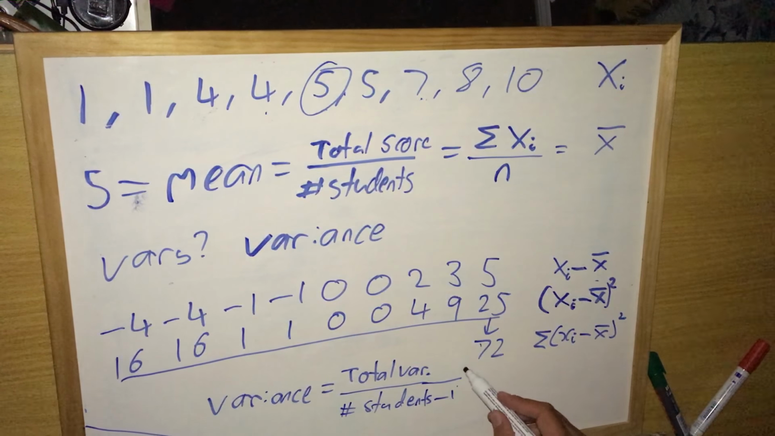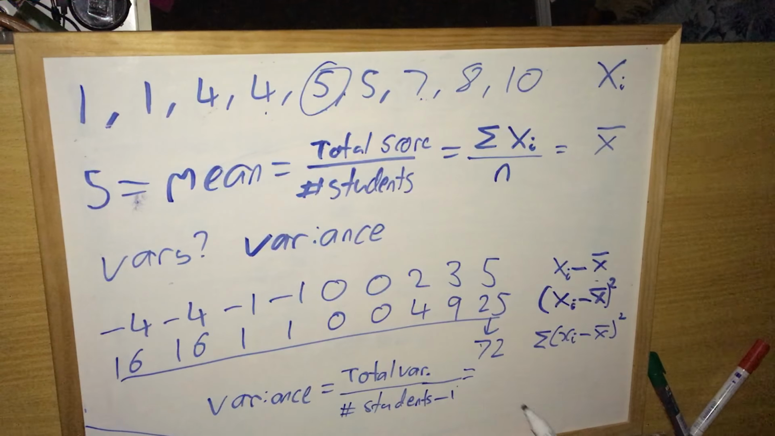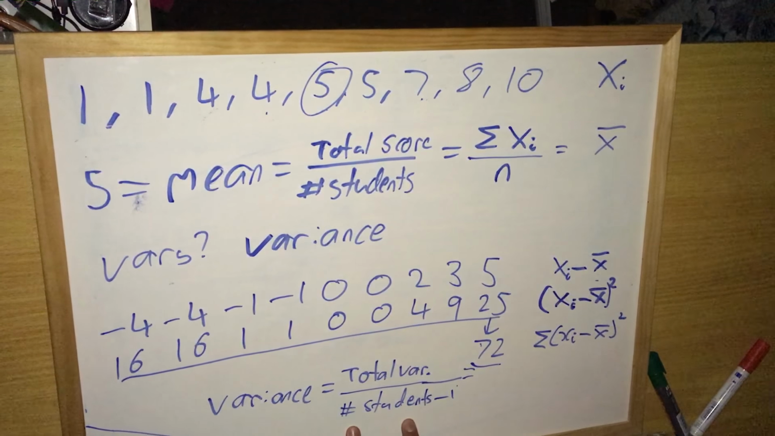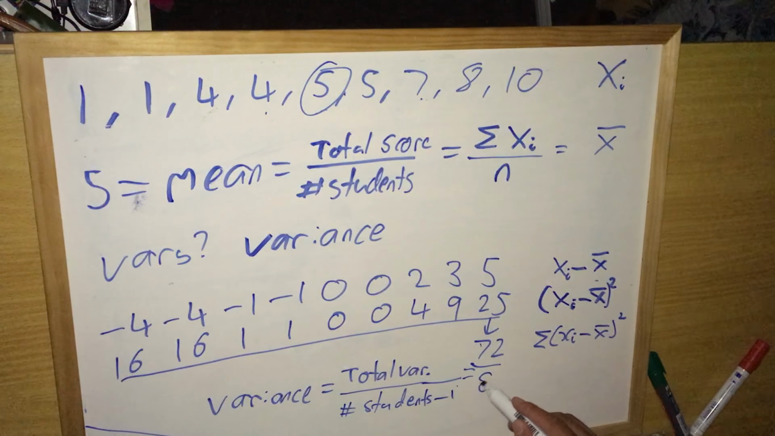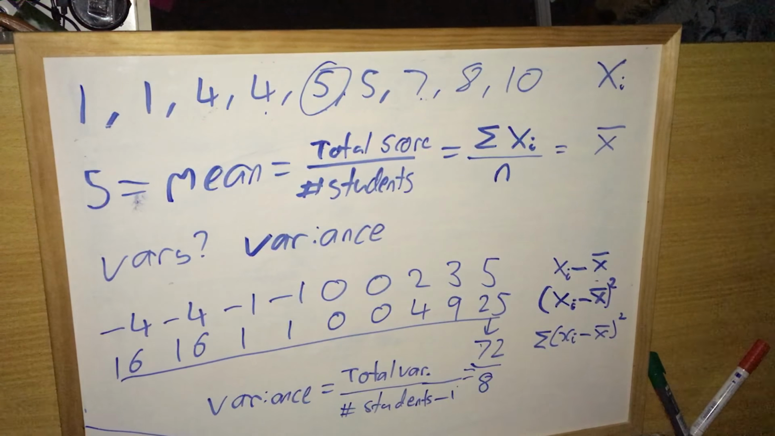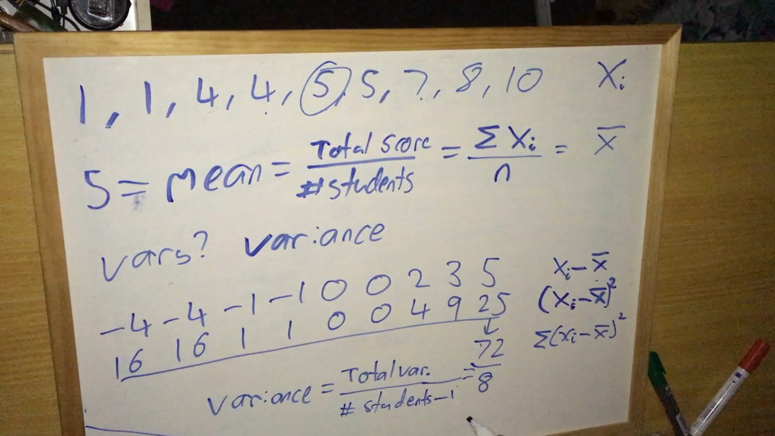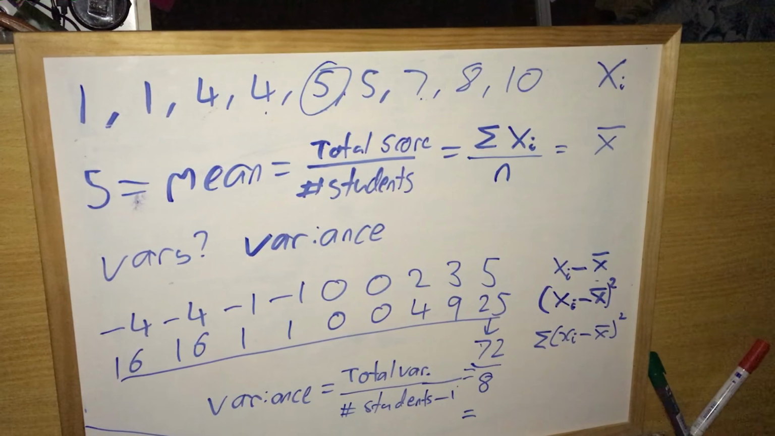Alright, so conveniently we've got the 72 sitting right in here. I didn't plan that, but that works out well. So the total variance was 72. That's the sum of all our values. And number of students is how many? 9 minus 1 is 8. So 72 divided by 8. What times 8 equals 72? It's 9. So the variance is 9.